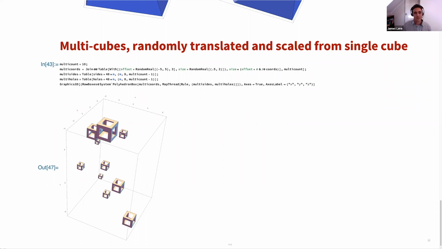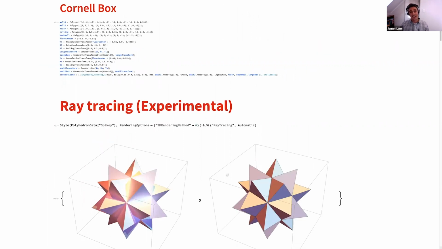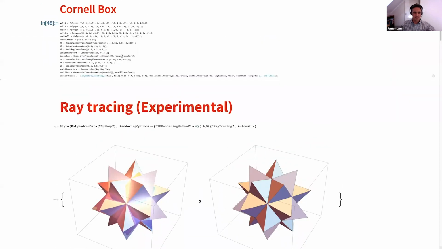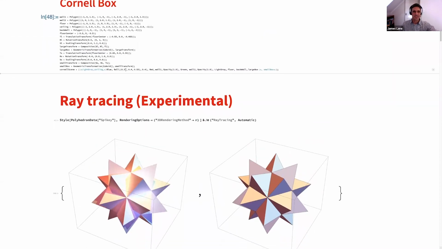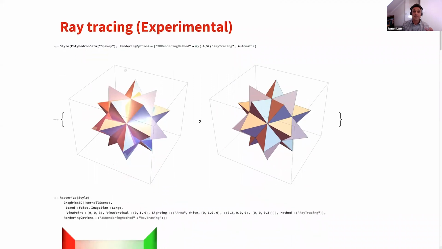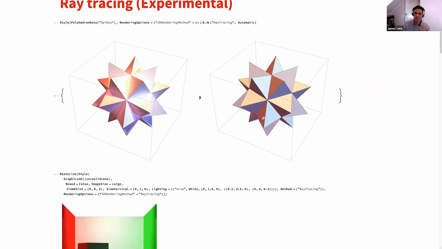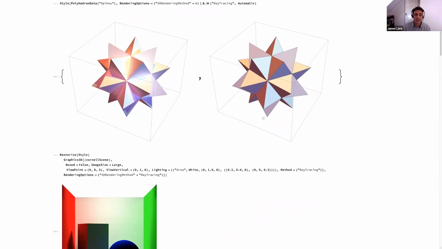I'm running out of time a bit, and now coming to a really exciting area. I've just got a Cornell box here. So I've just put in a bunch of vertices and polygons, and we've implemented a prototype of ray tracing. So here you can see the spikey with some shadows and light bouncing around, as opposed to our normal spikey just being rasterized with our normal rendering techniques.